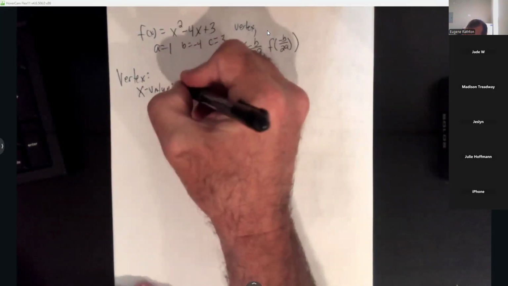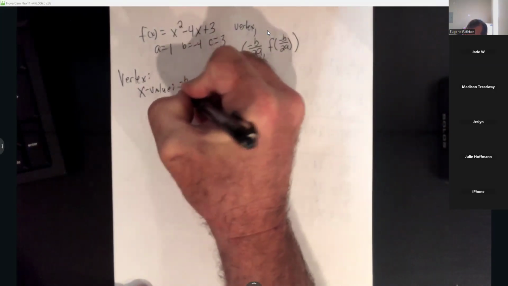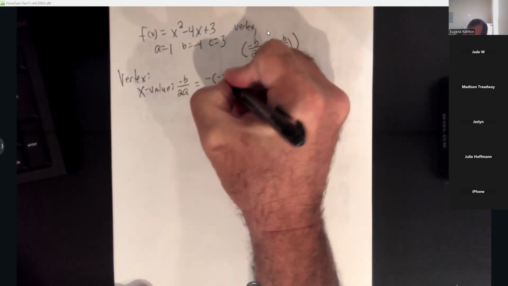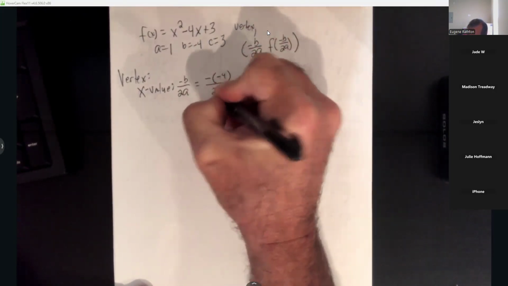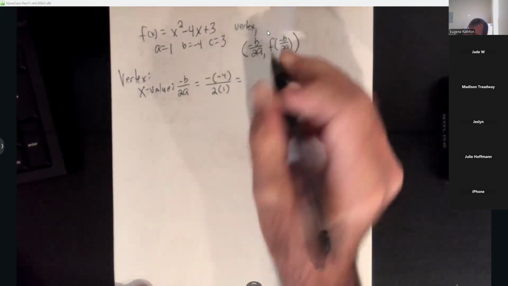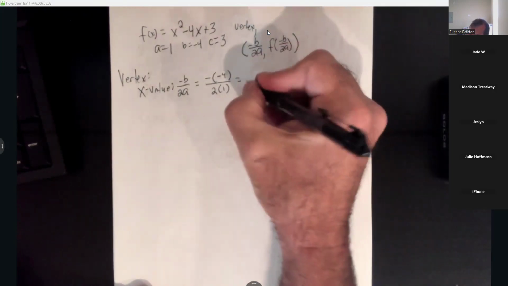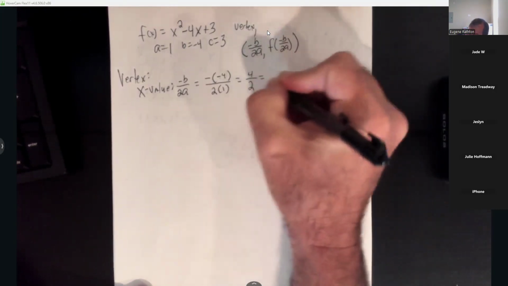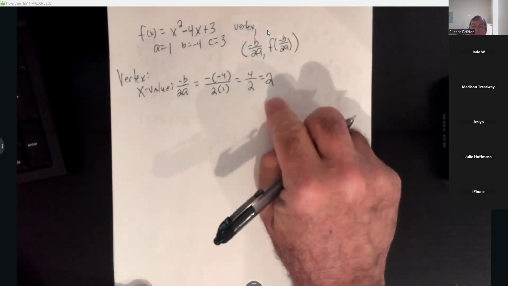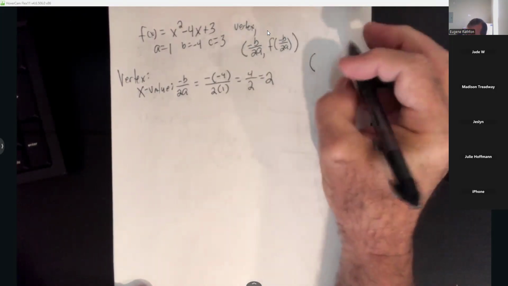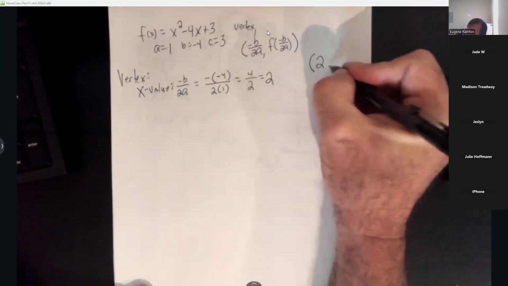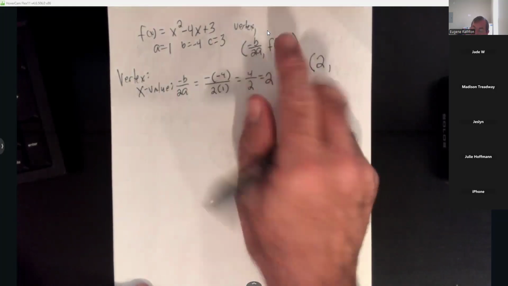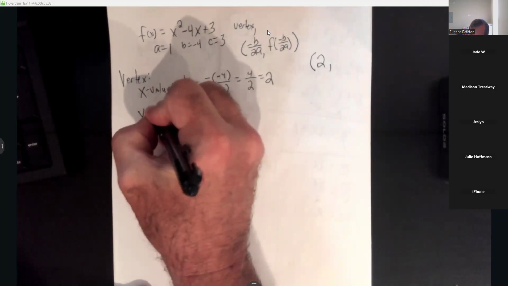All right, y'all, so -b over 2a will be negative times b, which is -4, over 2 times 1. So negative times negative makes that a +4. 2 times 1 is 2, and 4 divided by 2 gives me a 2. So the x value of the vertex is 2. So now I got to find f of 2. So that's going to give me the y value here.